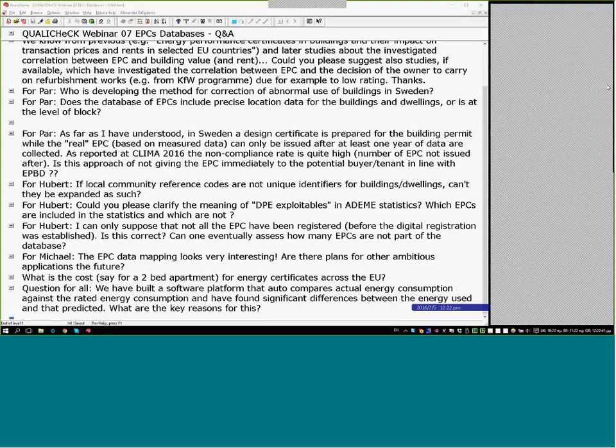Oh, thank you very much. This is very interesting news. So hopefully we will find information soon on the SAI website on that. So the next question is, what is the cost, say, for a 2-bed apartment for energy certificates across the EU?